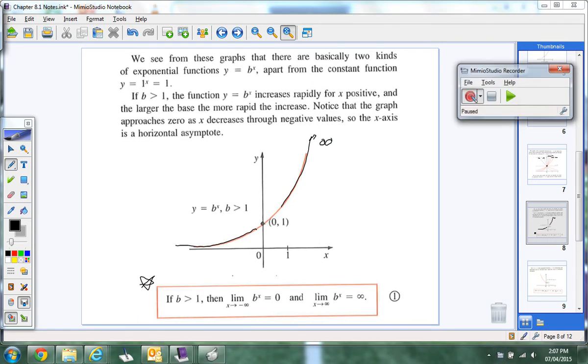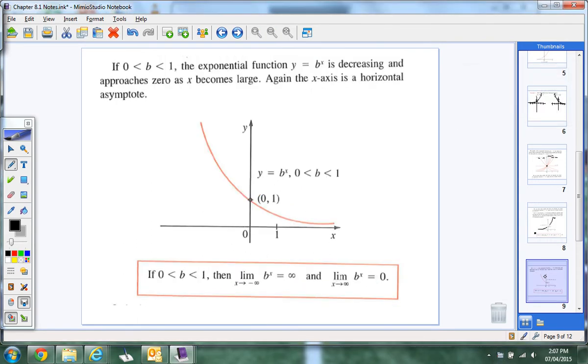Okay, second one here. All right, so then conversely, we just talked about it, when b is bigger than 0 but less than 1, it's the opposite. So as x approaches negative infinity, it's going to infinity. So when it's going to negative infinity, it takes off. Okay? When it's going to infinity, it levels out at 0.